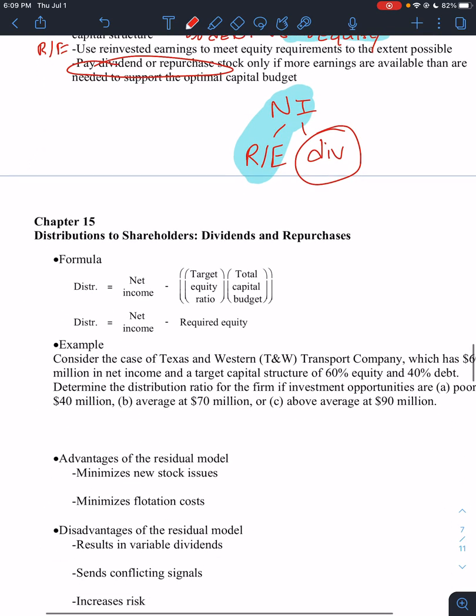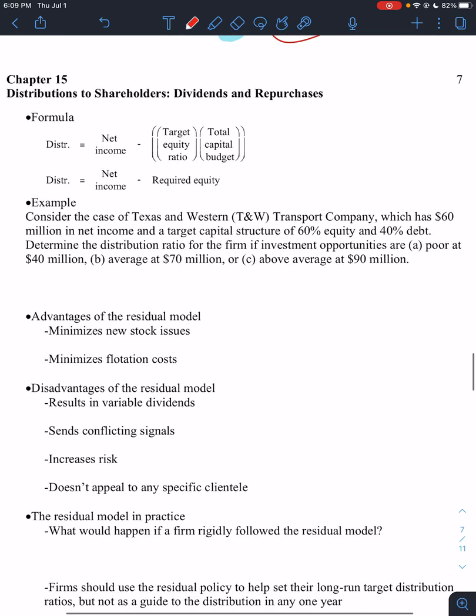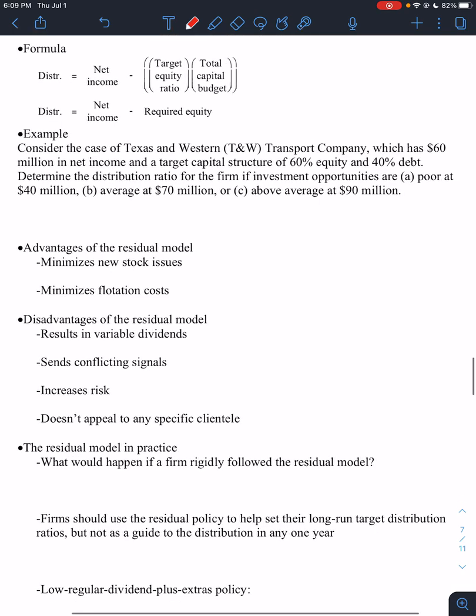Now, we can look at a very simple example of it, which I will put into a separate video, just to make sure that I don't run out of time doing residual distribution. I don't think I can do all of it in one. That way the math stays separate from the concepts.